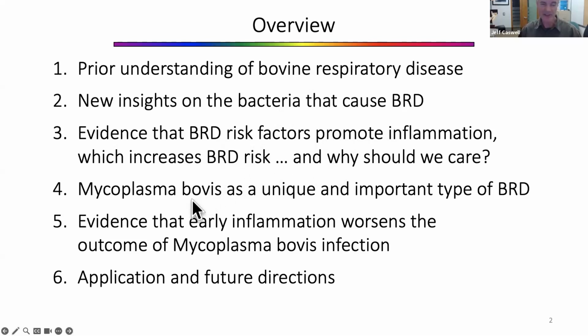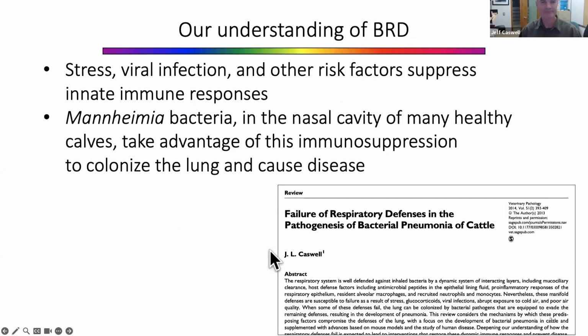I want then to switch gears a little bit and focus on one type of bovine respiratory disease, that caused by Mycoplasma bovis, and just show some related information about the idea that inflammation, again, early on in the course of disease, seems to worsen the outcome of animals infected with Mycoplasma bovis.